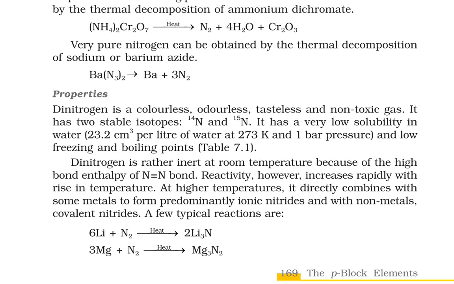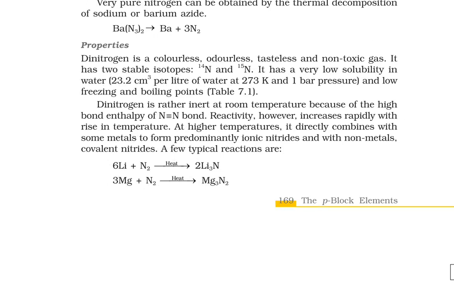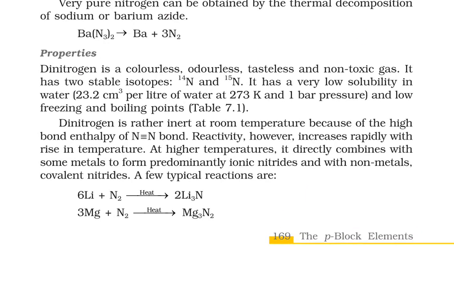So now the properties. Dinitrogen is a colorless, odorless, tasteless and non-toxic gas. It has two stable isotopes, which are 14N and 15N. It has a very low solubility in water. The solubility is given as 23.2 cm³ per liter of water at 273 Kelvin and 1 bar pressure, and low freezing point and boiling point.